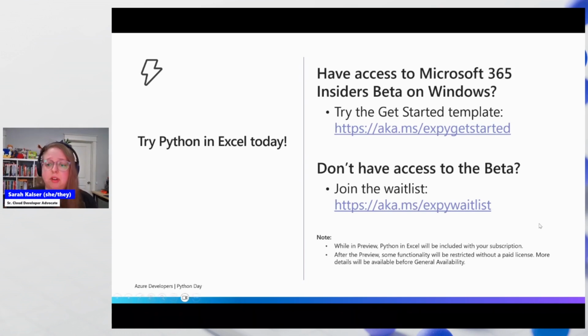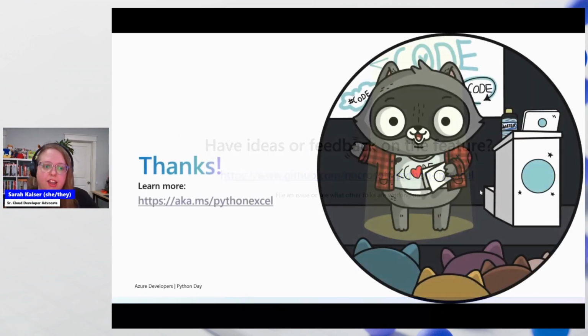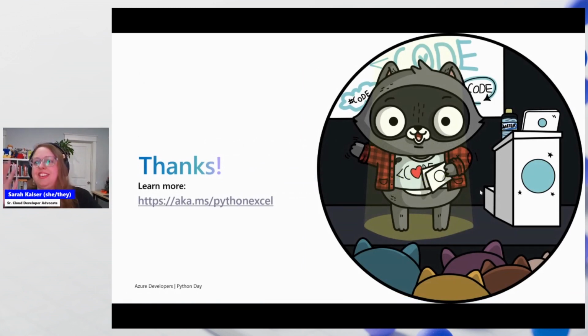And right now, while it's in public preview, it's free, and there'll be more updates as we approach GA about what sort of licensing will be available in the future. But yeah, if you have feedback, ideas, we've got a great GitHub repo, Microsoft/Python and Excel. Drop questions if you're actually trying it out. And yeah, thank you so much.